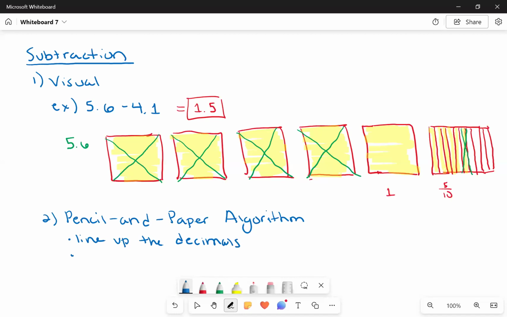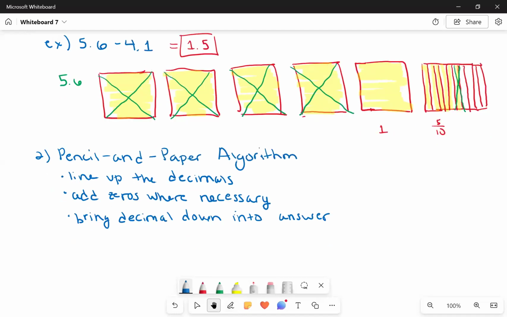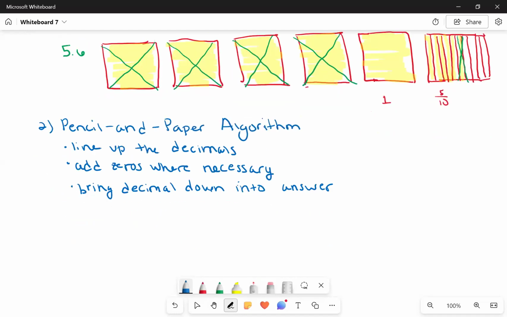Add zeros where necessary. Bring decimal down into answer. I know I worded it slightly different above, like I think it said straight into the answer or something like that, but it's fine. You get the idea. Let's try.